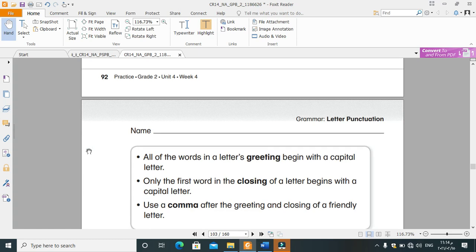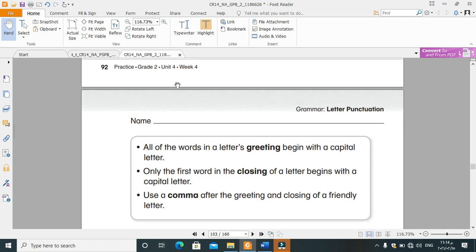Oh, well, that's very nice. Now it's time to learn about how to write a letter. What do we mean by a letter? It's like a long message written on paper and you send it via the post, okay? The post office.